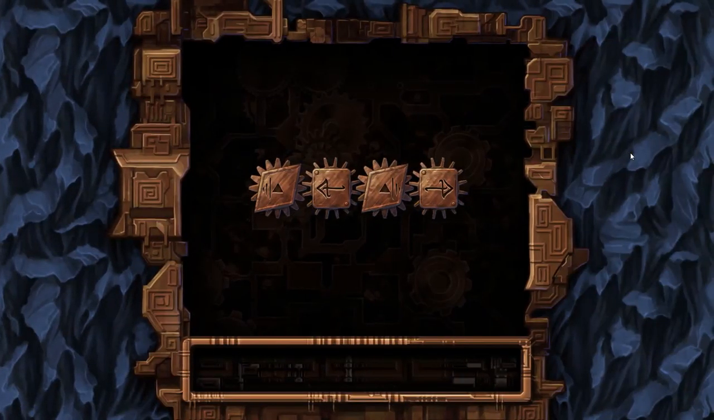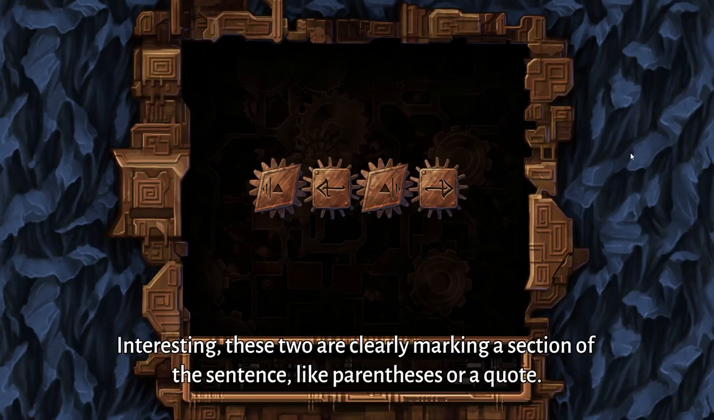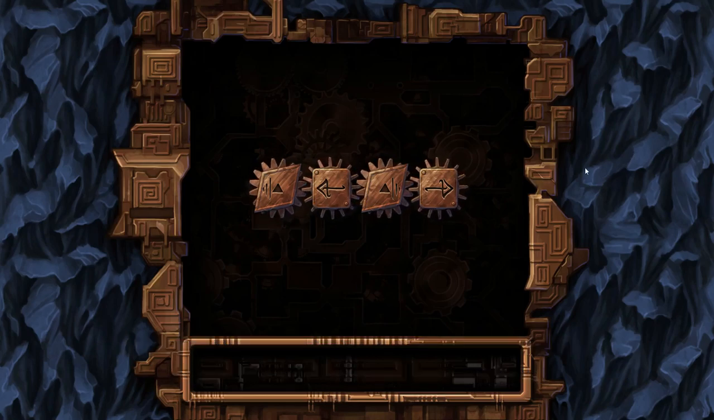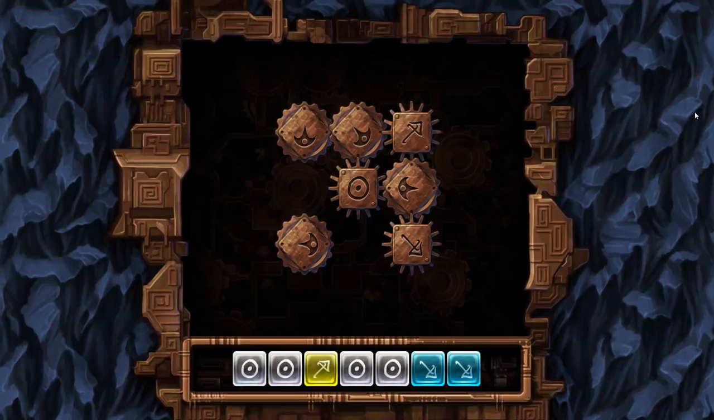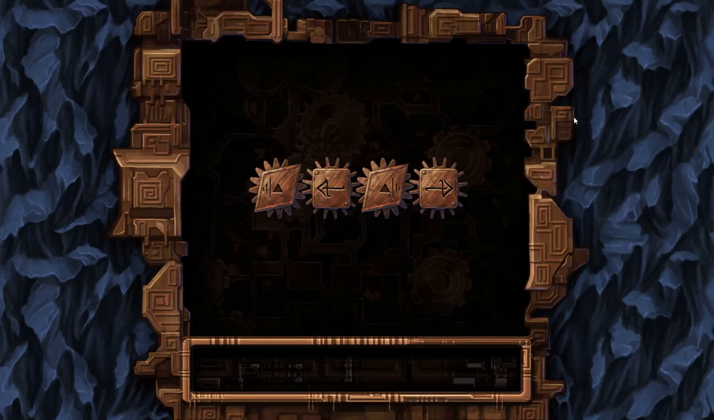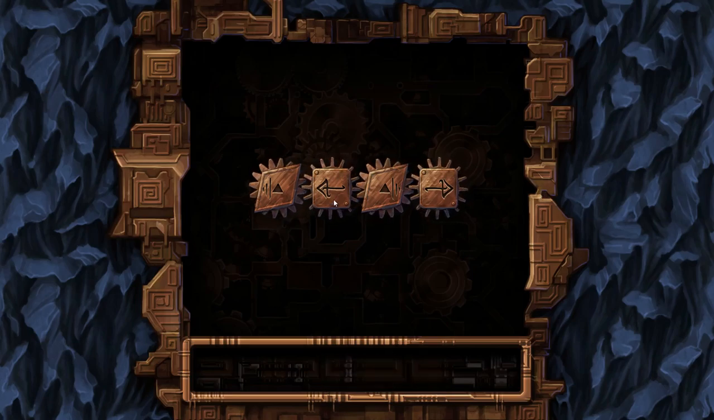Okay. Interesting. These two are clearly marking a section of the sentence, like parentheses or a quote. Are they now? Okay, I can see how you would say that. I was ready to play with more eyeballs. I guess that was where eyeball territory ends. Okay, so let's first do that. That's not it. Let's say that's ignored. So it's not just the region inside. It's not just the region outside.